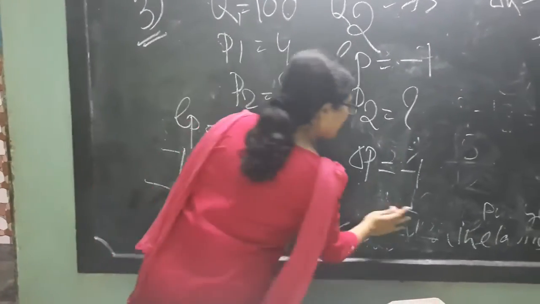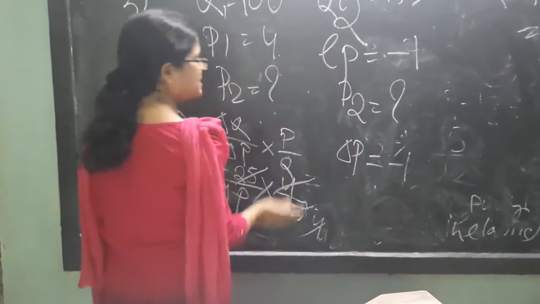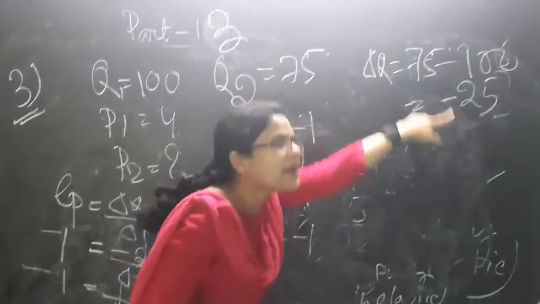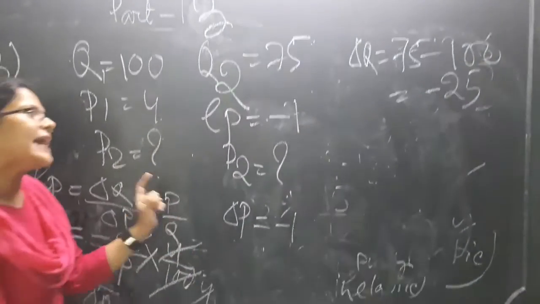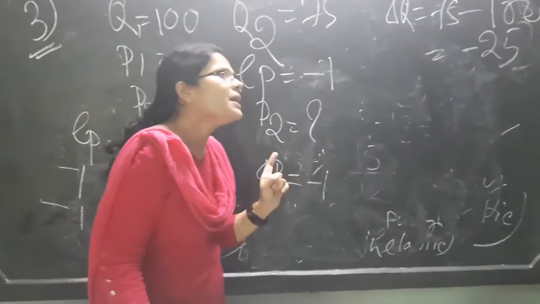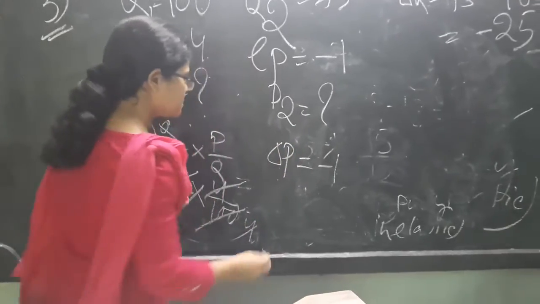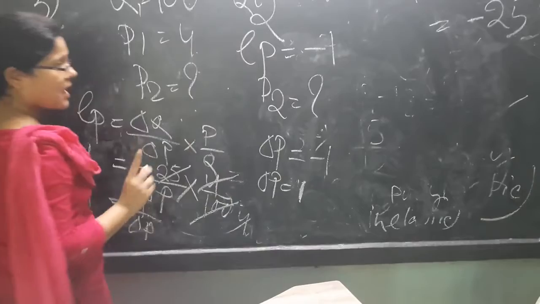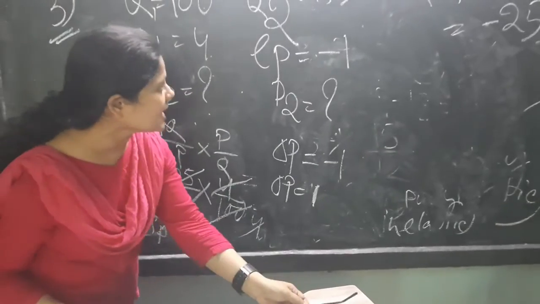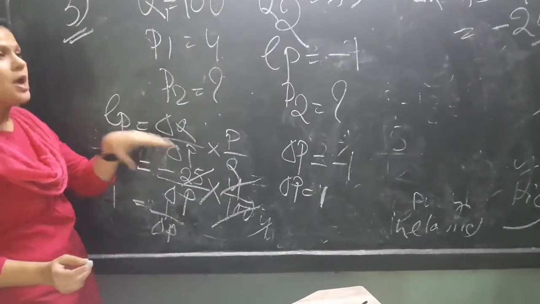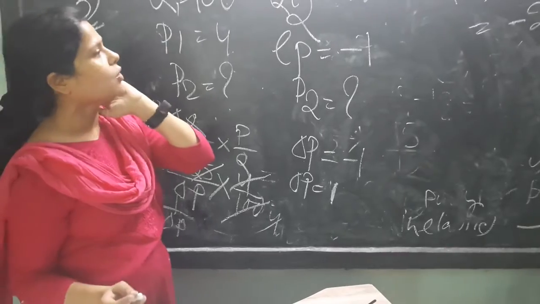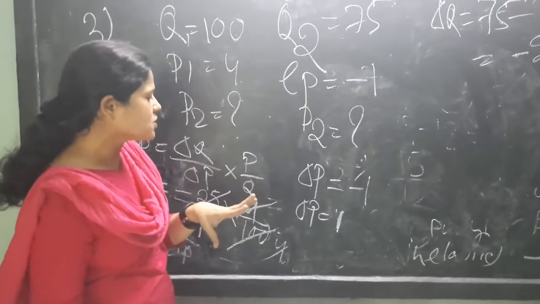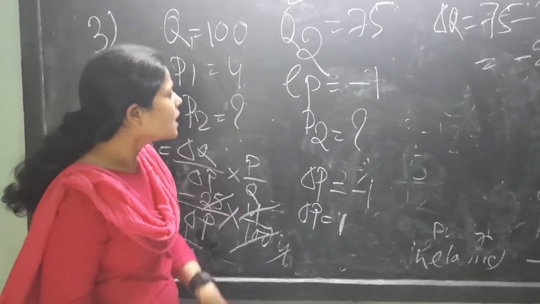So I cannot take the negative sign for the price, because the price will increase. That's why quantity demanded will fall. So delta P cannot be negative. It should be positive. So delta P is 1. For this sum, remember delta P can be negative when the price falls, but here the price will not fall because demand has already dropped. So delta P will be 1.